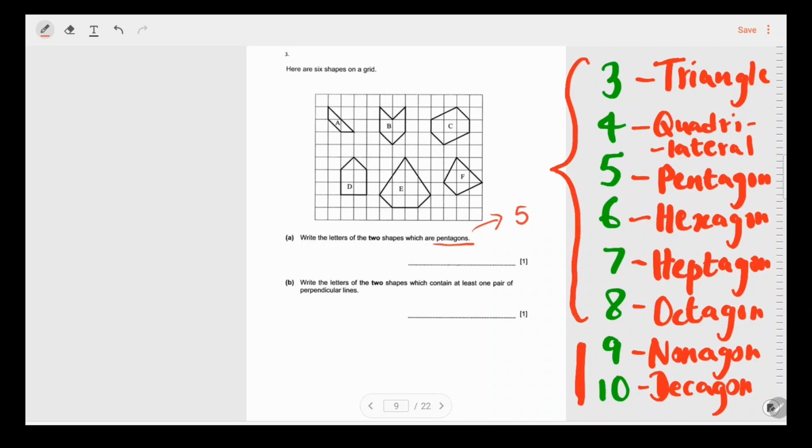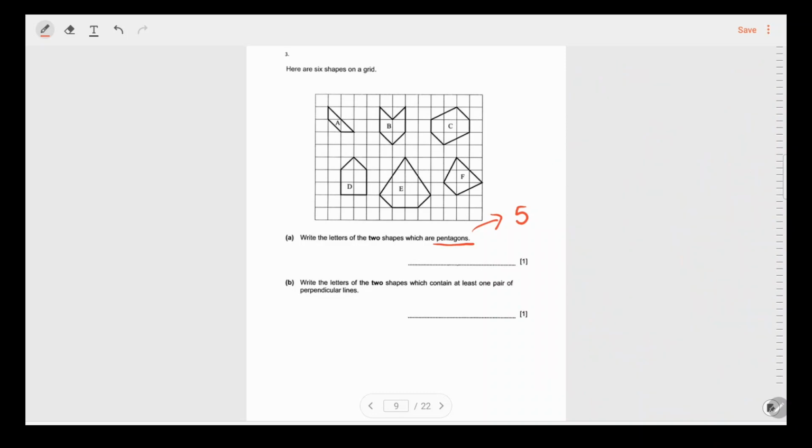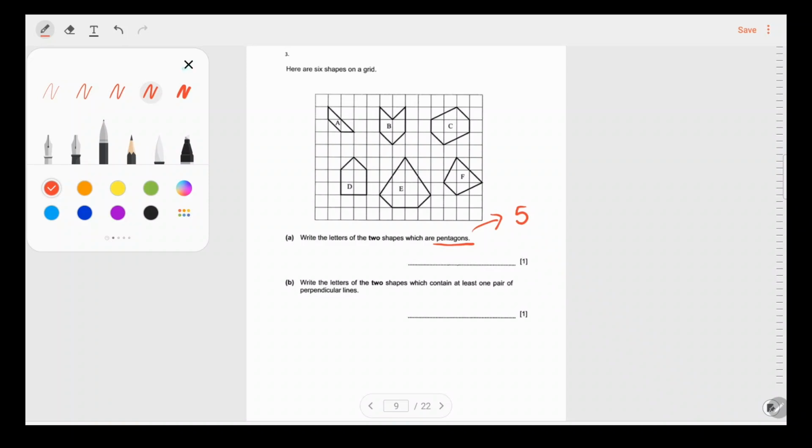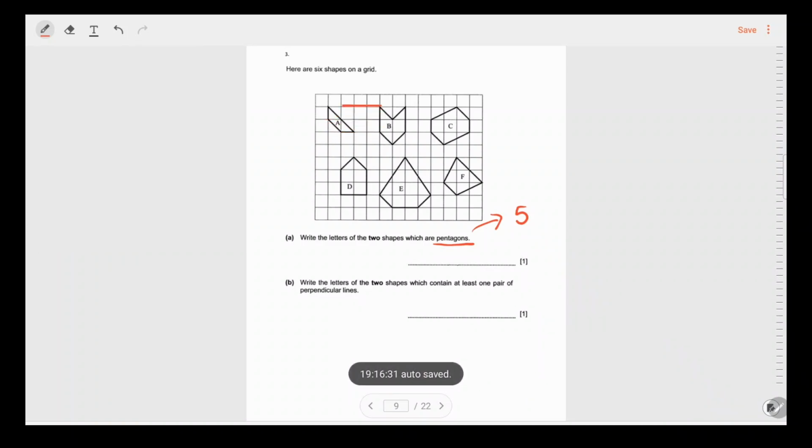So pentagon is a shape with 5 sides. Therefore, we are going to count the sides. Here we have 1, 2, 3, 4. So this is a quadrilateral. 1, 2, 3, 4, 5, 6. This is a hexagon. 1, 2, 3, 4, 5, 6. Another hexagon. 1, 2, 3, 4. A quadrilateral again. 1, 2, 3, 4, 5. Here we go, a pentagon. And 1, 2, 3, 4, 5. So this is another pentagon. So our answers are D and E.